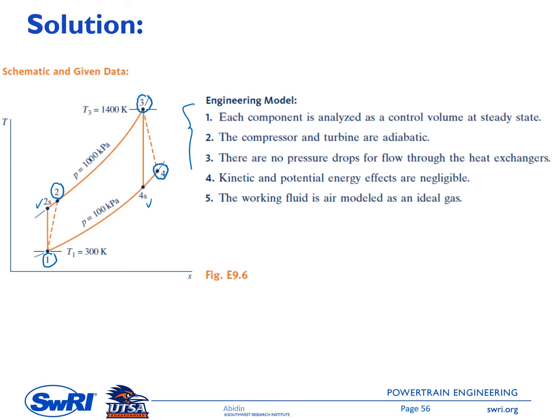This is the engineering model. Each component is analyzed as a control volume at steady state, and the compressor and turbine are adiabatic, but they have irreversibilities. There are no pressure drops for flow through the two heat exchangers, and we can ignore the impact of the kinetic and potential energy changes. The working fluid is air, and it is modeled as an ideal gas.